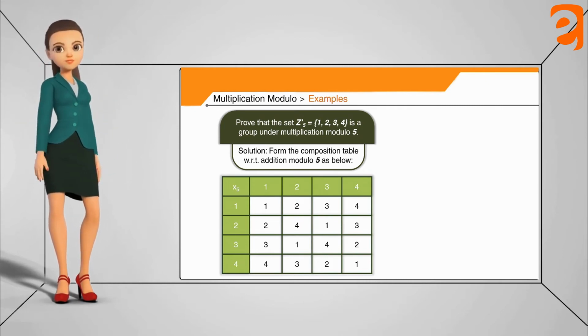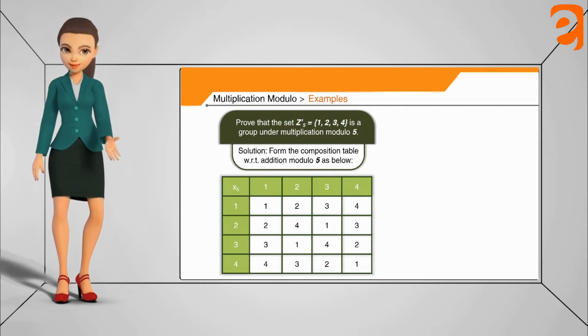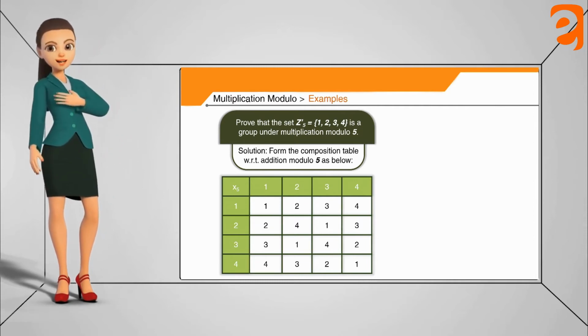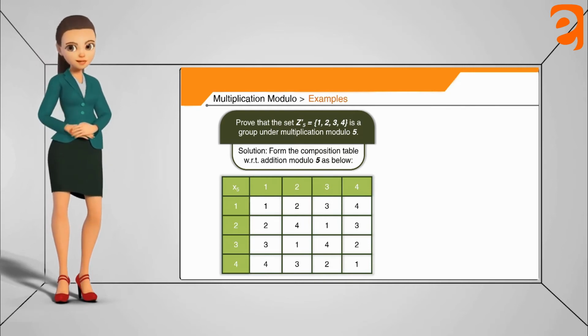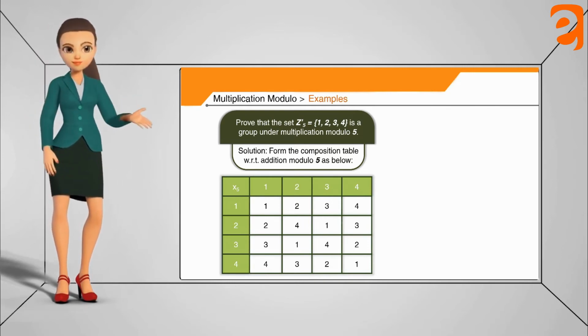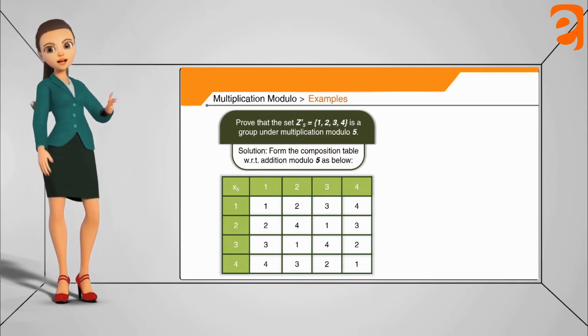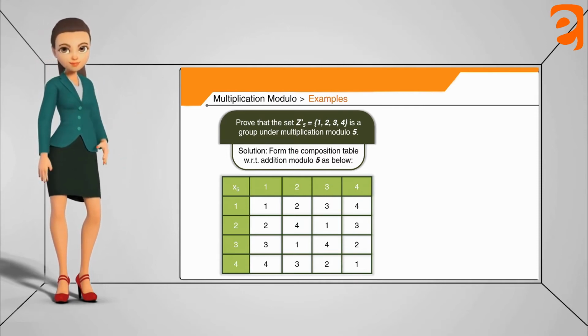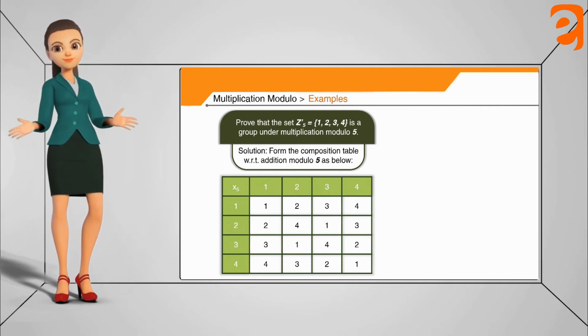Moving to the next row, 3 into 1, 3, keep it as it is. 3 into 2, 6, you will divide it by 5, the remainder is 1. 3 into 3 is 9, divided by 5, least non-negative remainder is 4. 3 into 4 is 12, divided by 5, the least non-negative integer is going to be 2.